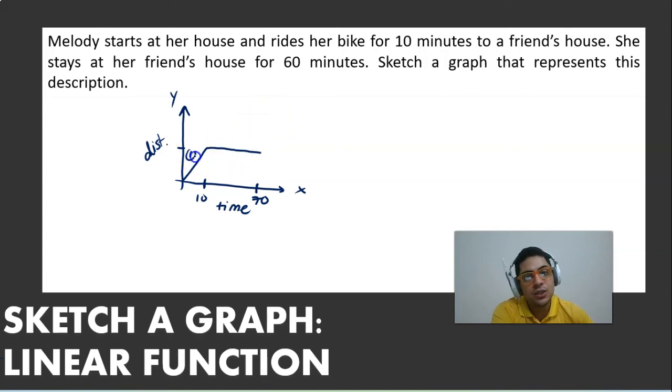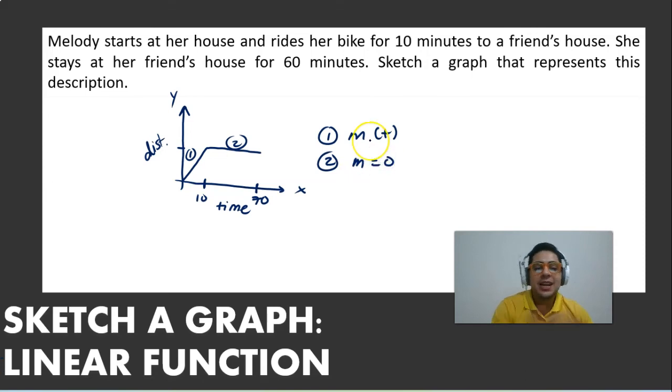So here we have two intervals. In the first interval, the slope is going to be positive because she's going to be moving distance. And then on the second one, since she's not moving and she's staying at her friend's house, the slope is going to be 0. And that is pretty much it for today, guys. So remember, when the value is increasing, you have a positive slope. When the value is decreasing, you have a negative slope. And when the value remains unchanged, your slope is going to be 0.